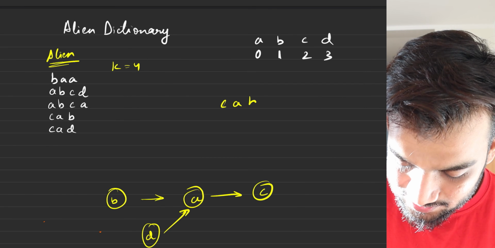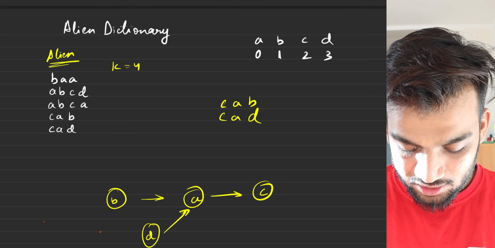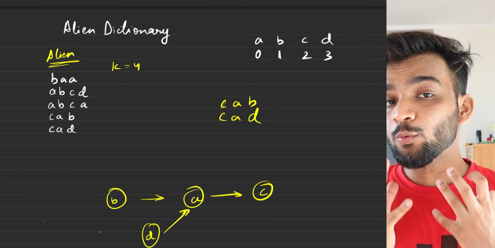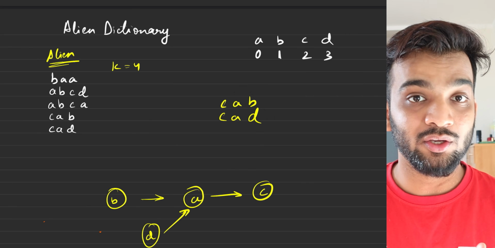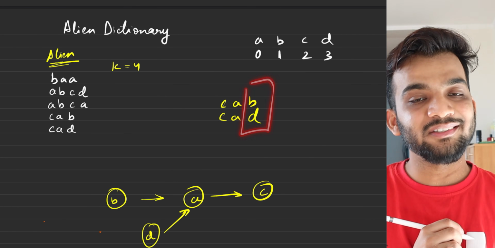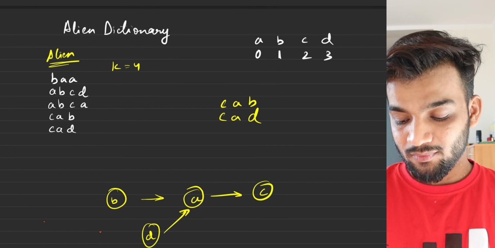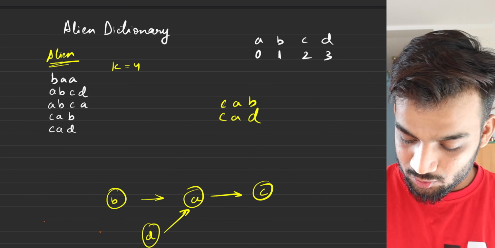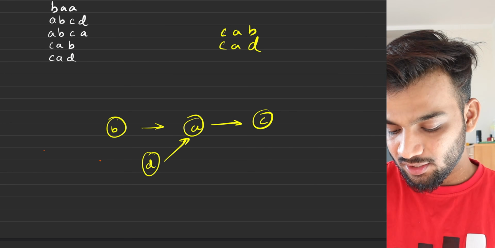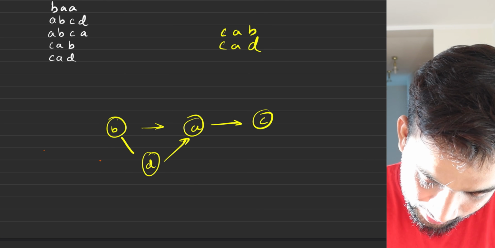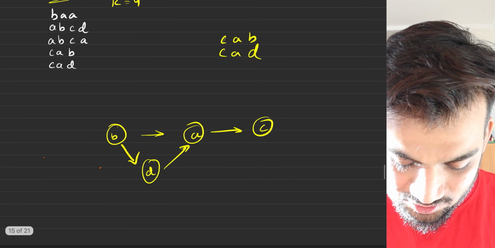Let's take the next ones. What are the next ones? CAB, CAD, because that is what we have. The last pair, CAB, CAD. What we are saying is that CAB appears before CAD in the alien dictionary. Why? Because B is apparently smaller than D according to them, not according to me. B is smaller than D means there's an edge from B to D. So I can have something like this.